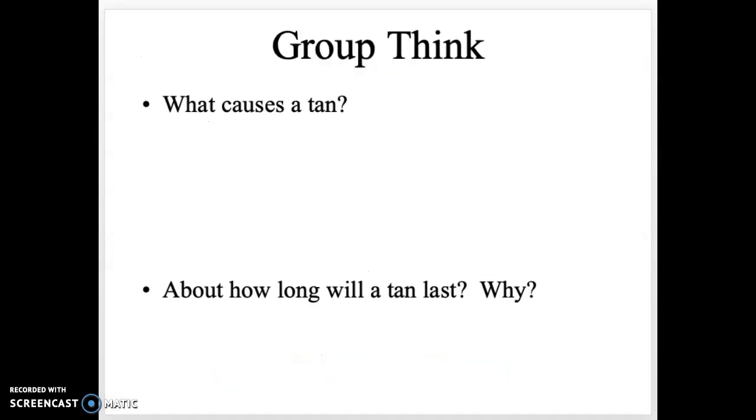So this is a groupthink question. What causes a tan and about how long will it last? Pause for a second, think about it, and then I'll go through the answer.